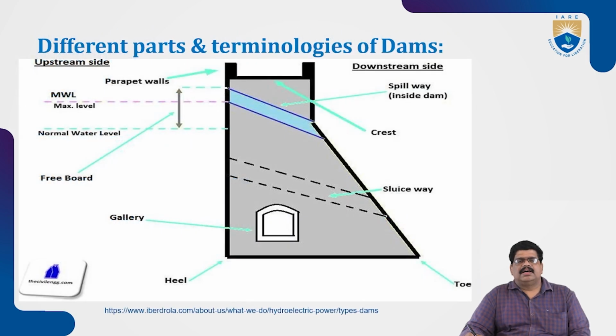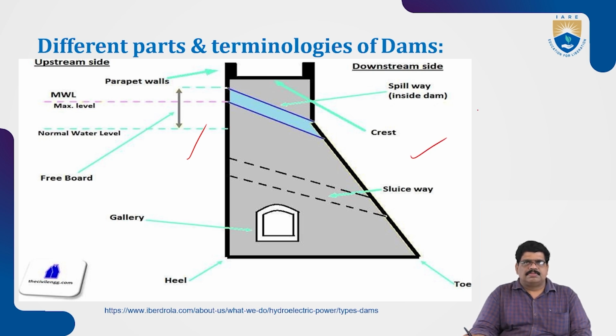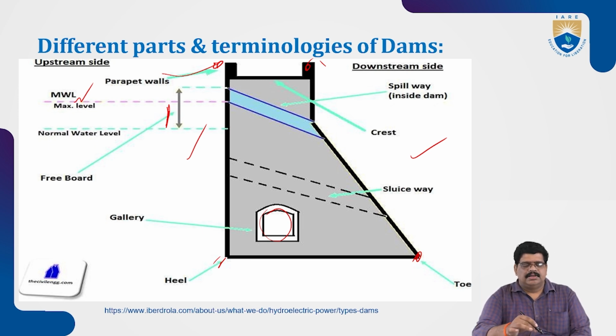Next, let us see the different parts of the dam. Let us look at this one. In this, there is the upstream side. This is the downstream side. At the bottom, there is the heel here, and the toe here. An infiltration gallery can be constructed, and also the freeboard. Here the freeboard is there, and MWL means maximum water level, and the parapet wall on the sides of the dam, and this is the downstream side. The spillway will be provided, and also the crest and the sluice way can be provided.